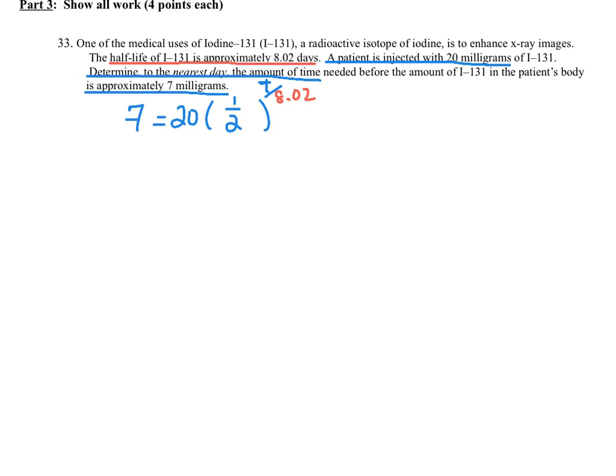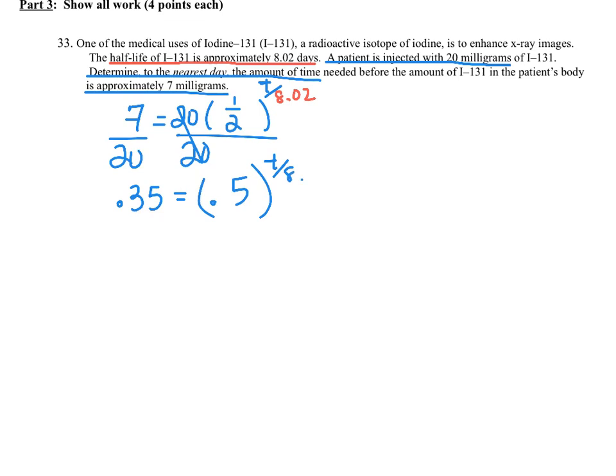But let's try to simplify a little bit first. Please be careful. You can never ever multiply 20 times 1/2 because this 1/2 is connected to this exponent. So our next best bet, since that would be a very bad bet, would be to get rid of that 20 by dividing. All right, so that's going to leave me with 0.35 equals, I'm going to make that 1/2 0.5, I hope you're okay with that, to the t over 8.02 power.